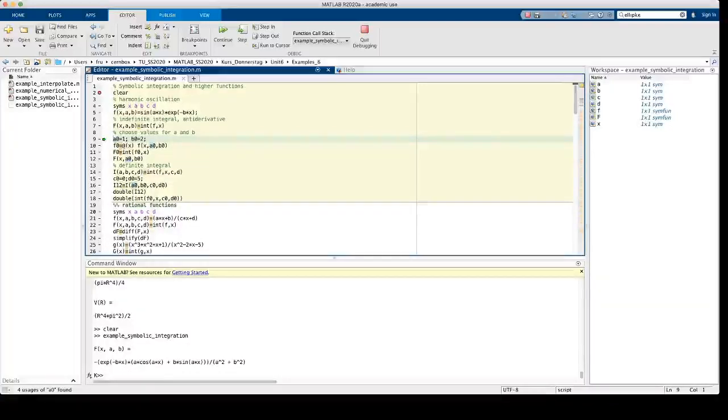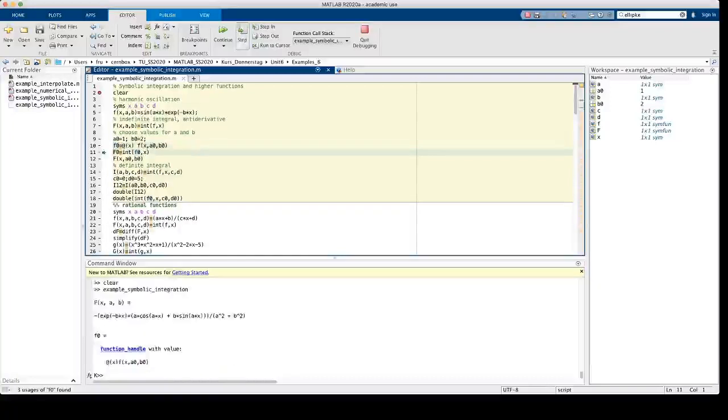Now let's choose 2 numerical values for a and b. Let's say we choose a naught equals 1 and b naught equals 2. And we can now define another symbolic function which depends only on x. I call it f naught, because a and b are now substituted by a naught equals 1 and b naught equals 2. So f naught is now a function handle which depends only on x.